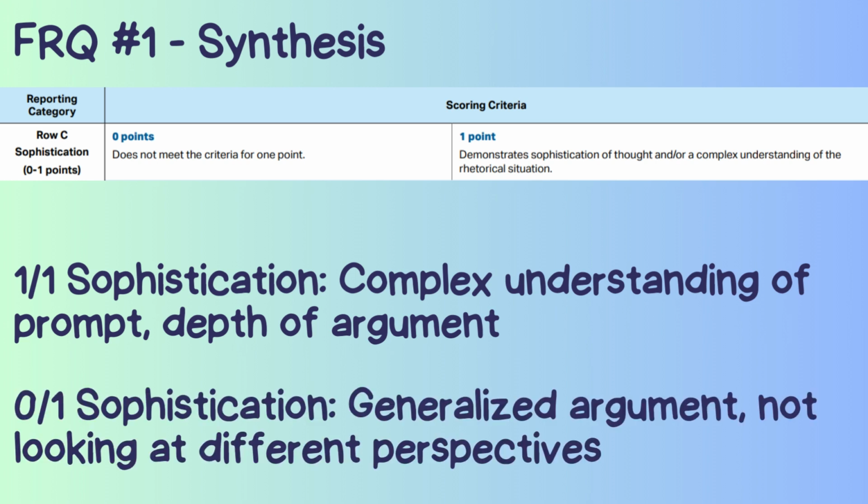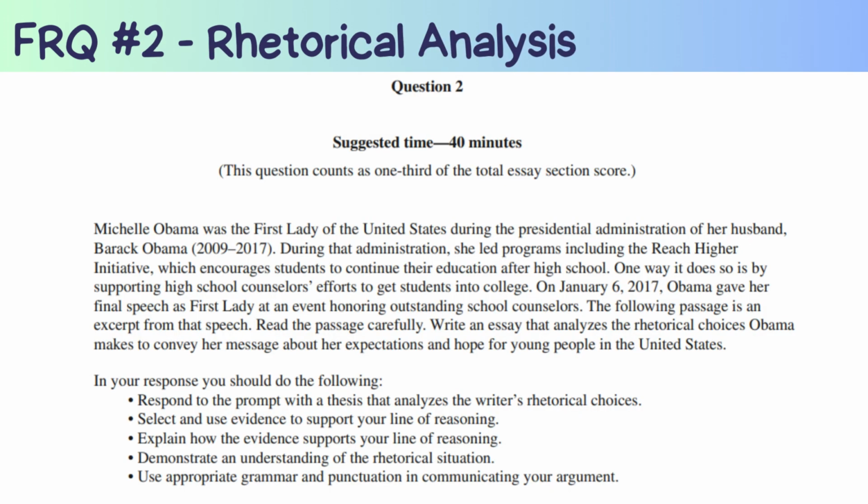And no sophistication just means that you had a good argument, but it was sort of generalized and didn't really look at different perspectives or solutions that arise from the problem. So, in other words, getting that sophistication point means that you are looking at it in a three-dimensional view, whereas no sophistication point means that you were sort of looking at it in a two-dimensional view.